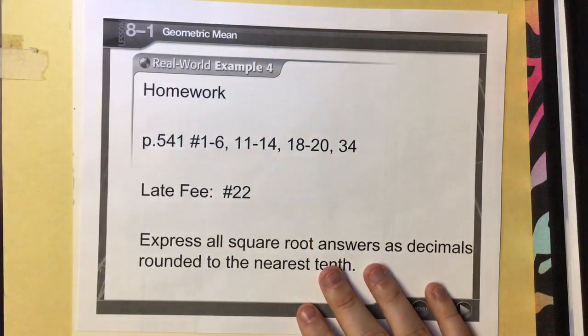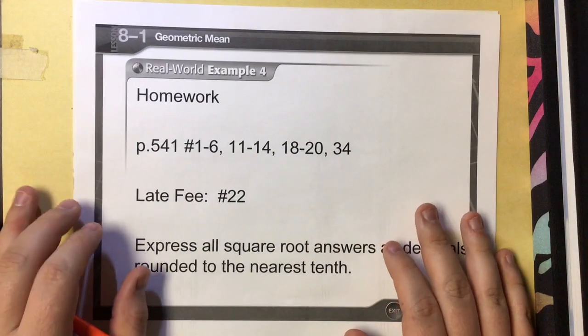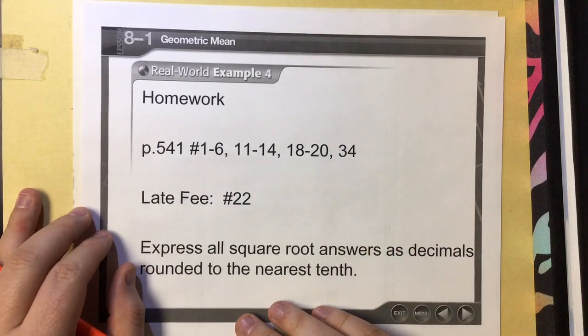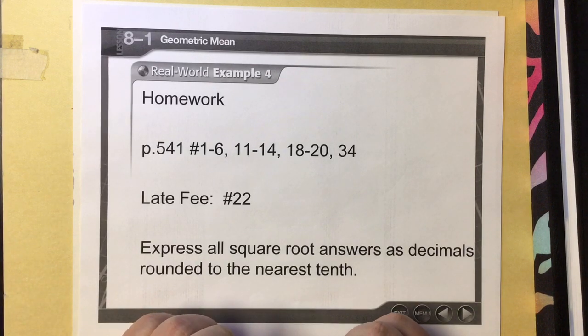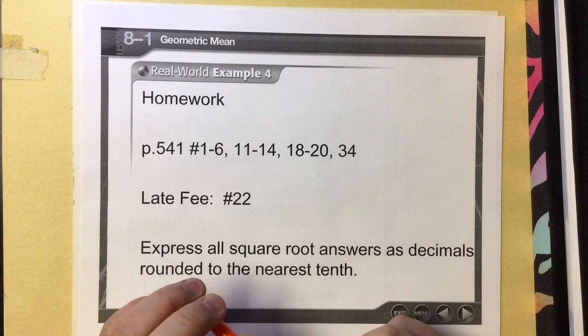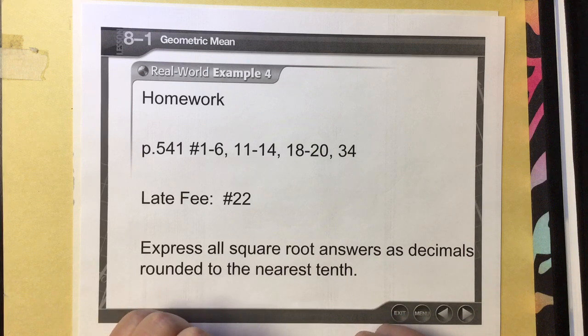All right. This is your homework. For this one, I want you to express all square root answers as decimals rounded to the nearest tenth. You got practice of simplifying radicals on the previous worksheet. Let me know if you have any questions.